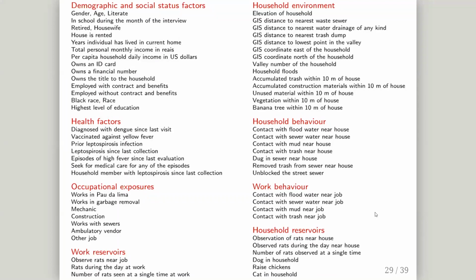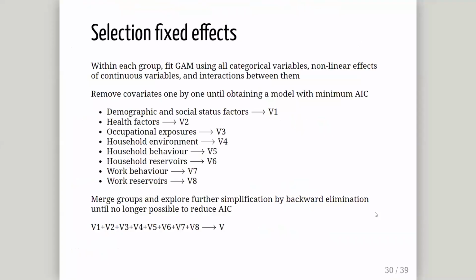Now we're going to follow a procedure to select some of these variables to be in the model. And this is what we do. So we have 8 groups, and within each group, we fit a generalized additive model using all the categorical variables, nonlinear effects of the continuous variables, and interactions between them. And then we remove covariates one by one until we obtain a model with minimum AIC. So in the group demographic and social status factors, we select some covariates. In the health factors group, we select other covariates. In the occupational exposures, we select other covariates, and so on.